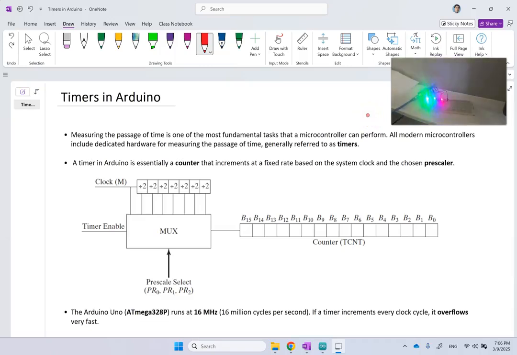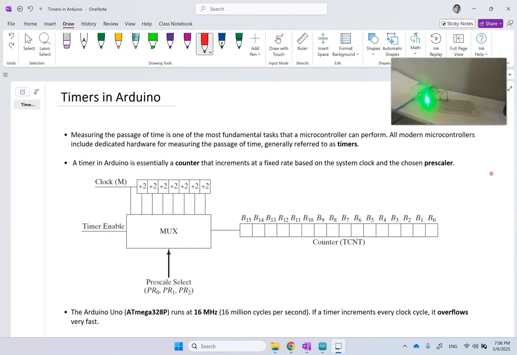Hello everybody. In this video we are going to talk about timers in Arduino and in general. One of the very important tasks that you need to do in mechatronics is to use timers and do something based on a passage of time. So it is really important to know how to do something at a very specific time or after so many seconds or milliseconds.